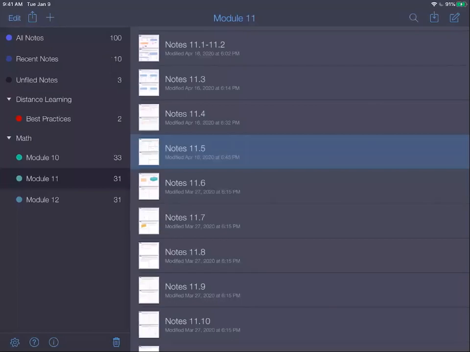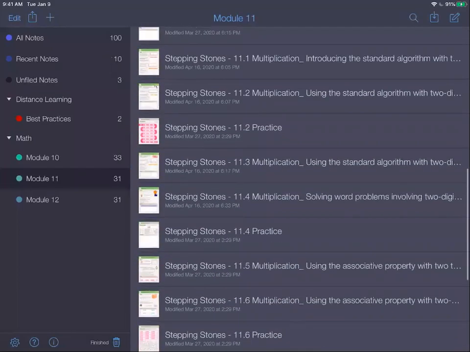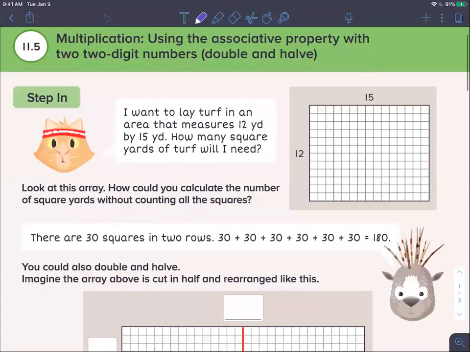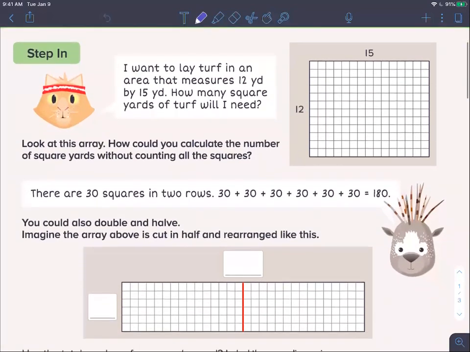Let's take a look at Stepping Stones 11.5. Okay, now 11.5 here, they are also showing an array. Okay? So it says, I want to lay turf in an area that measures 12 yards by 15 yards. How many square yards of turf will I need? And remember, each one of these little squares is a square yard. Okay? Look at the array, and they're going to use the doubling and halving strategy, or the double and half strategy, and apply it to an array.